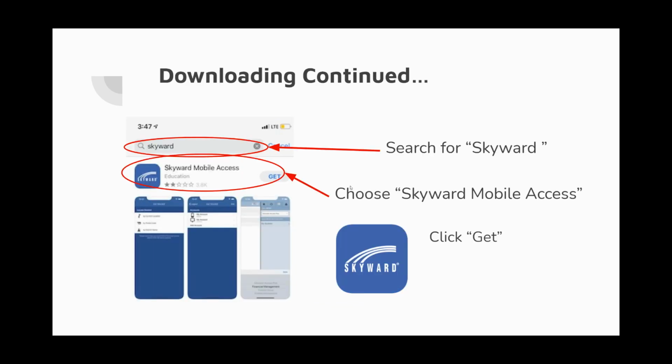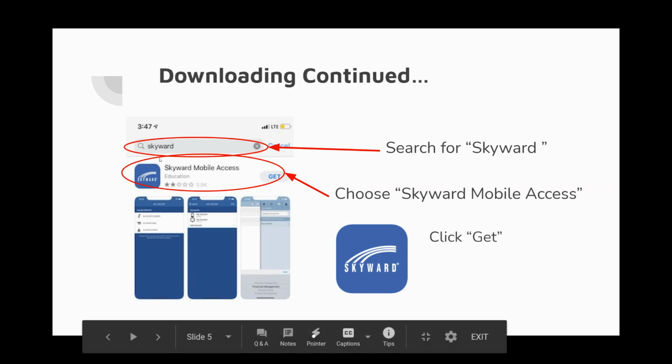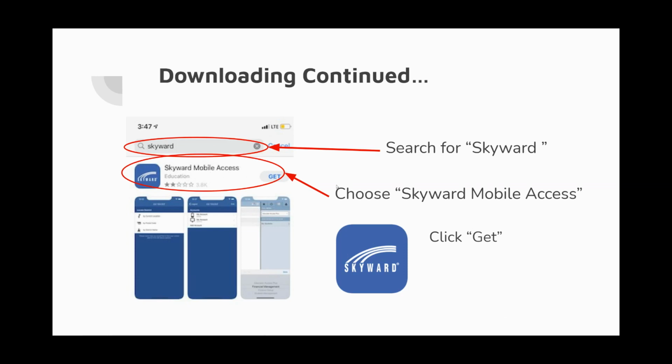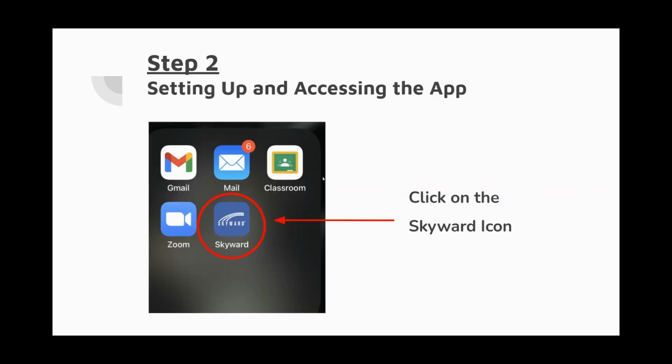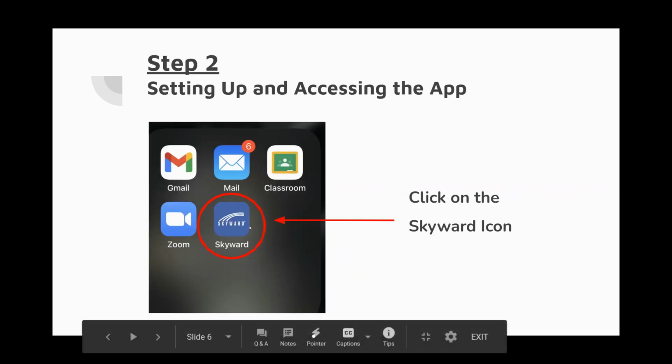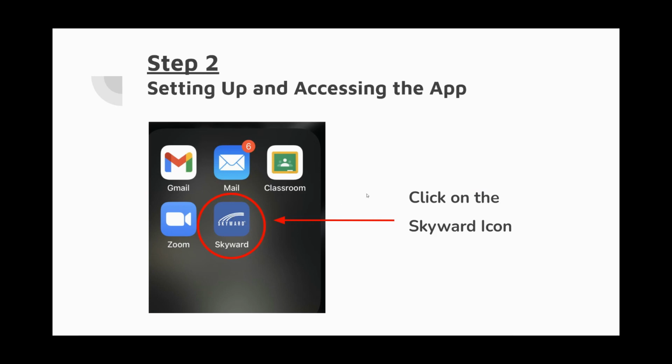Once you click on the App Store, you'll want to search for Skyward. The Skyward icon here will pop up. It's usually the first one. It's Skyward Mobile Access, and that's the one that you want to click Get on. Once you do that, it'll start to download to your phone. Which leads us to step 2, which is setting up and accessing this app.